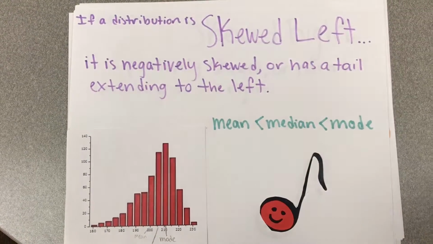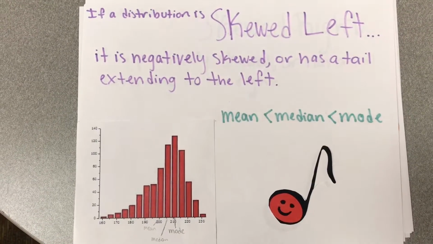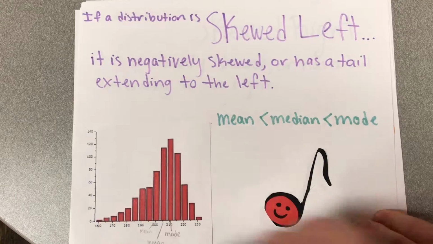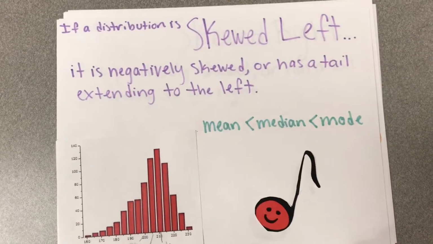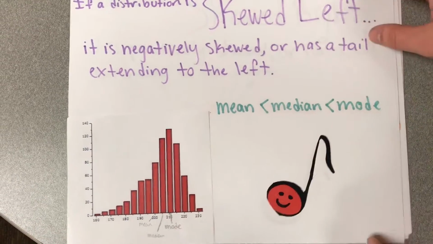Next shape is skewed left. If a distribution is skewed left, it is negatively skewed or has a tail extending to the left. In a skewed left distribution, the mean is less than the median, which is less than the mode.